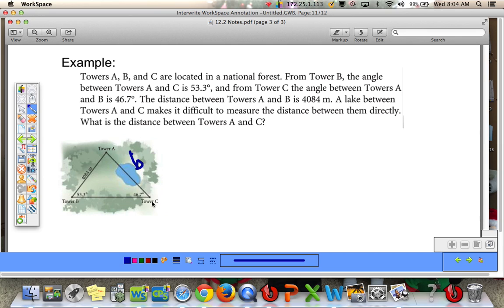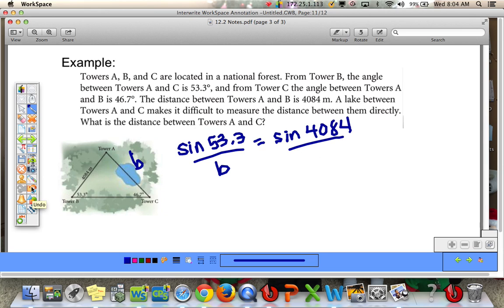So this is what we want, side B. Law of sines, because if you do 180 minus these two, you can get this angle, and that's not 90. So law of sines. Sine of 53.3 over b equals, oh, I'm sorry, I put the side, it needs to be the angle, sine of 46.7 over 4084. All right, we'll cross multiply.